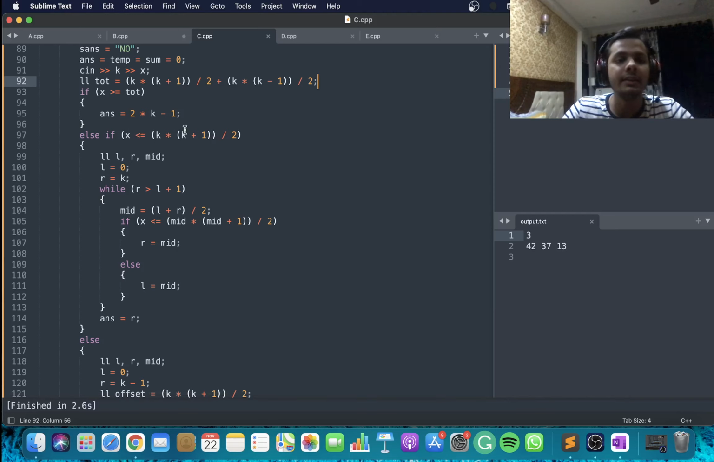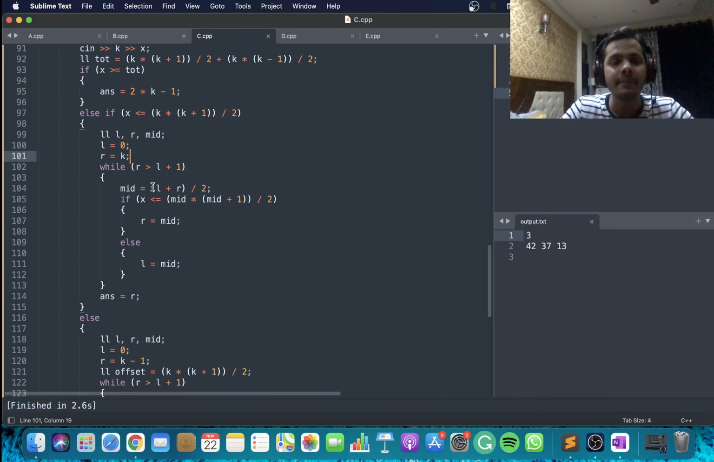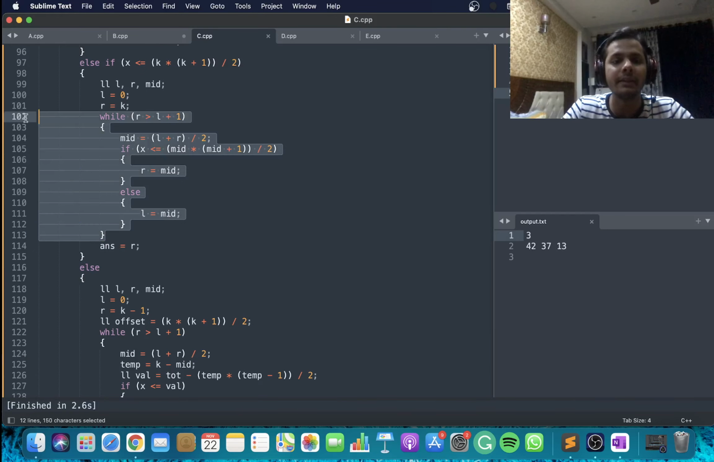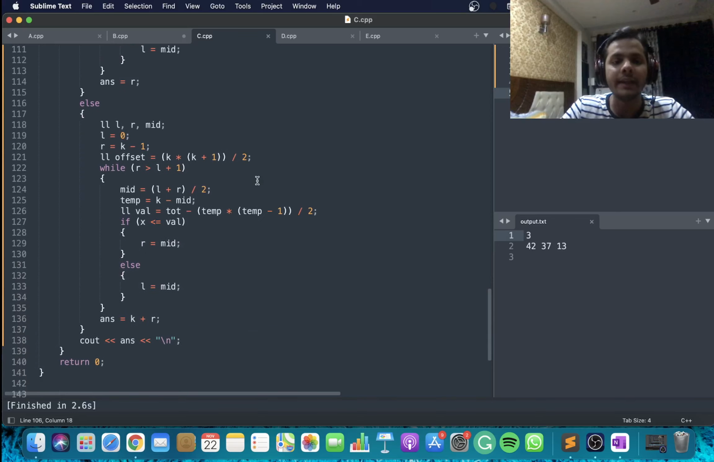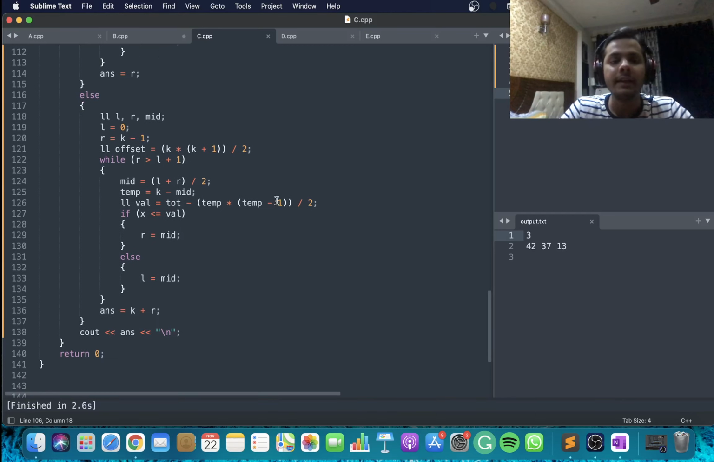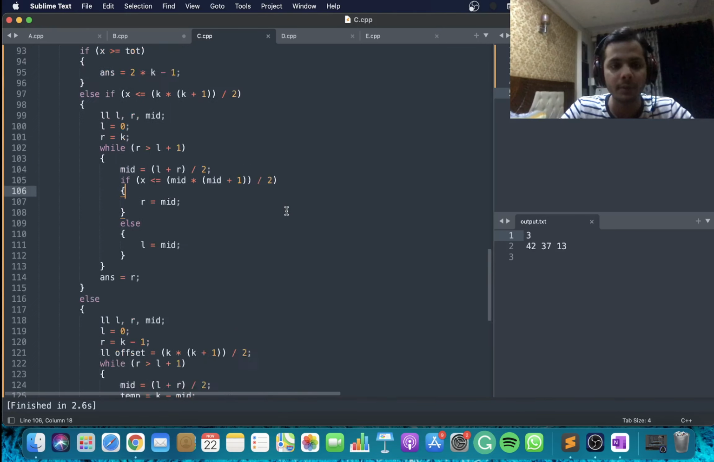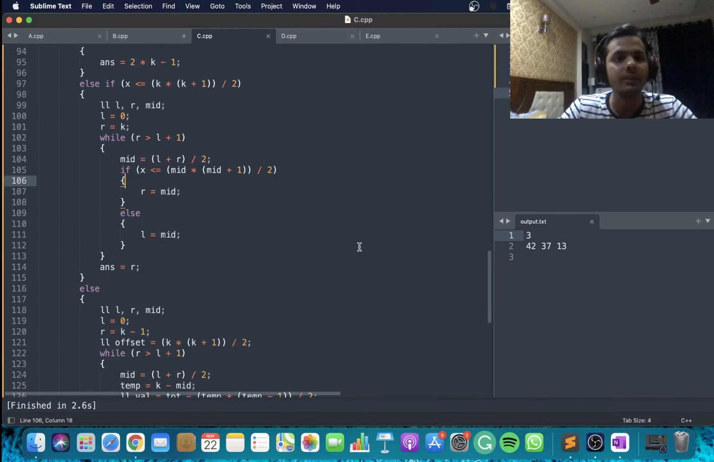Otherwise, if x is less than or equal to k into k plus 1 upon 2, then I know that the answer will lie between 1 and k. So I can do a binary search from 1 to k and find the answer. So this is that binary search. And the third case is when the value of x exceeds k into k plus 1 upon 2, but is less than total. In that case, again, I can do a separate binary search, and find the corresponding prefix sum using these mathematical formulae. And then I can simply output the answer, right? So these are the three cases, which did not necessarily need to be handled separately, but this is what I have done. So yeah, this is it for problem C.